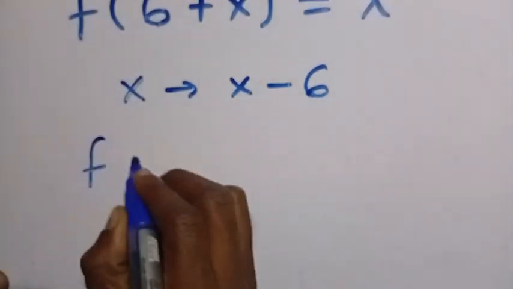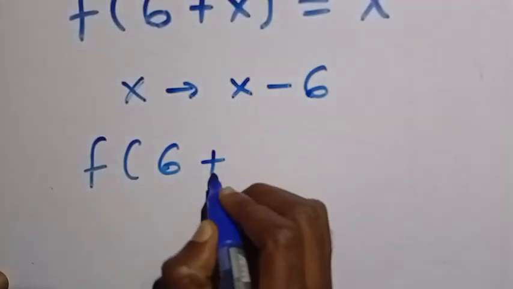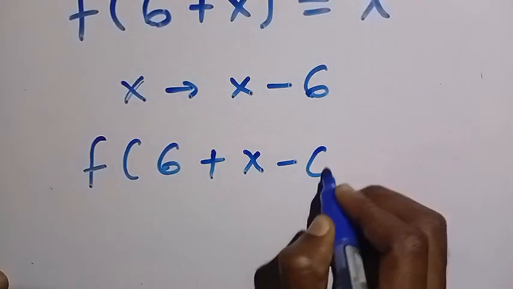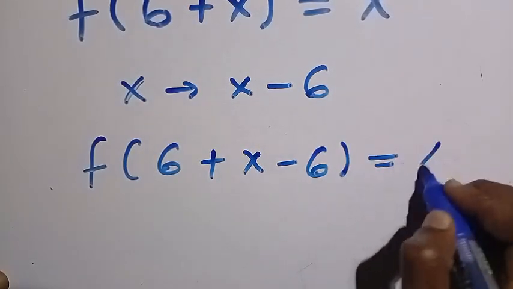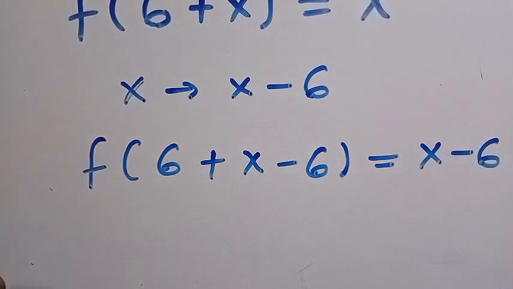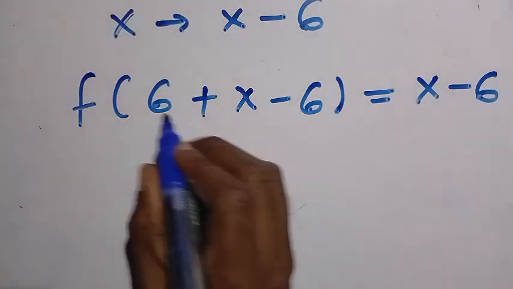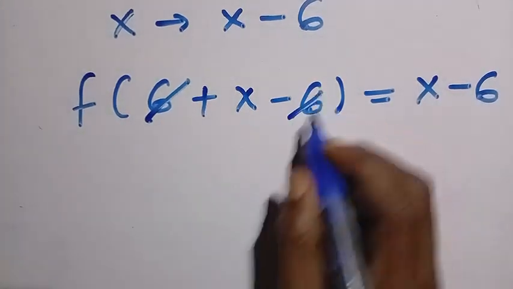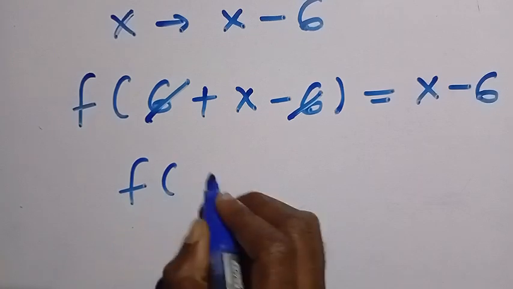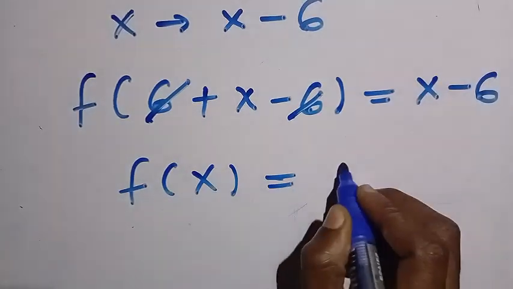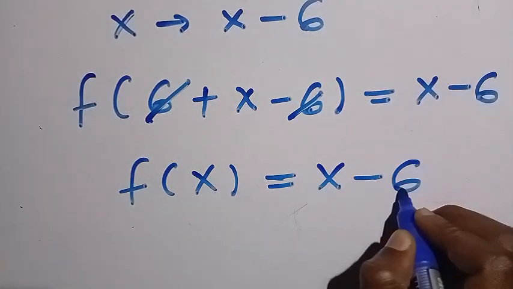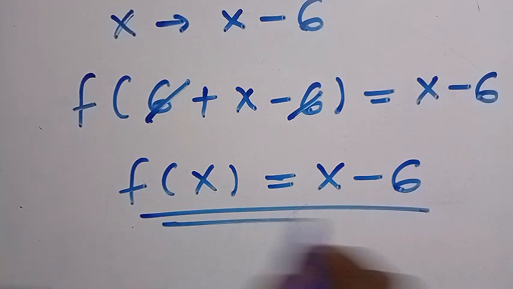Then we have f of 6 plus x minus 6 equals x minus 6. And x and 6 cancel. We have f of x equals x minus 6. And this is the correct answer.